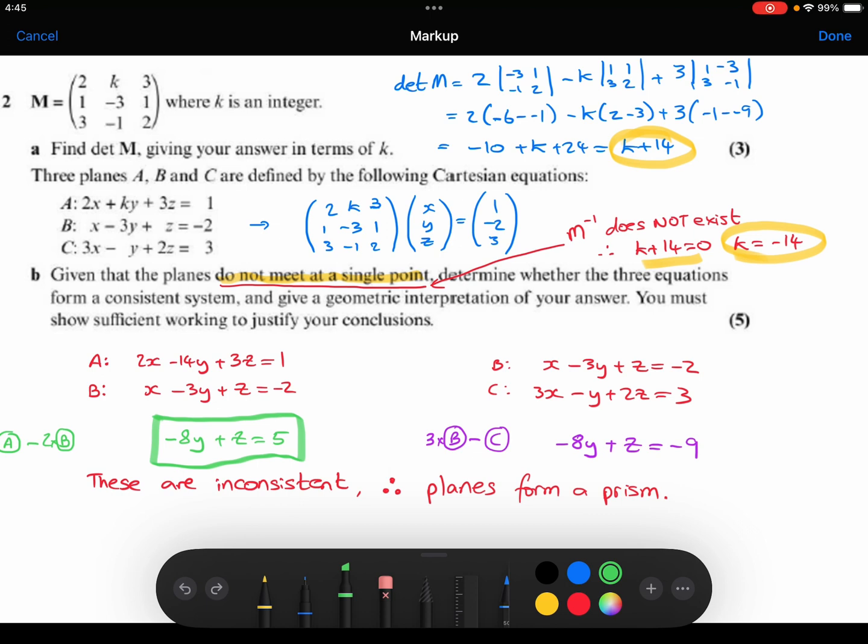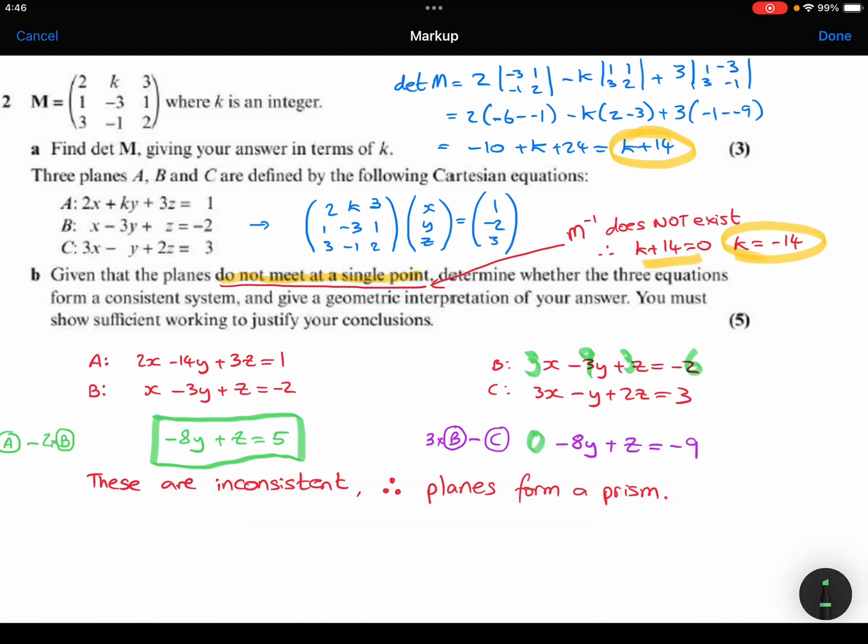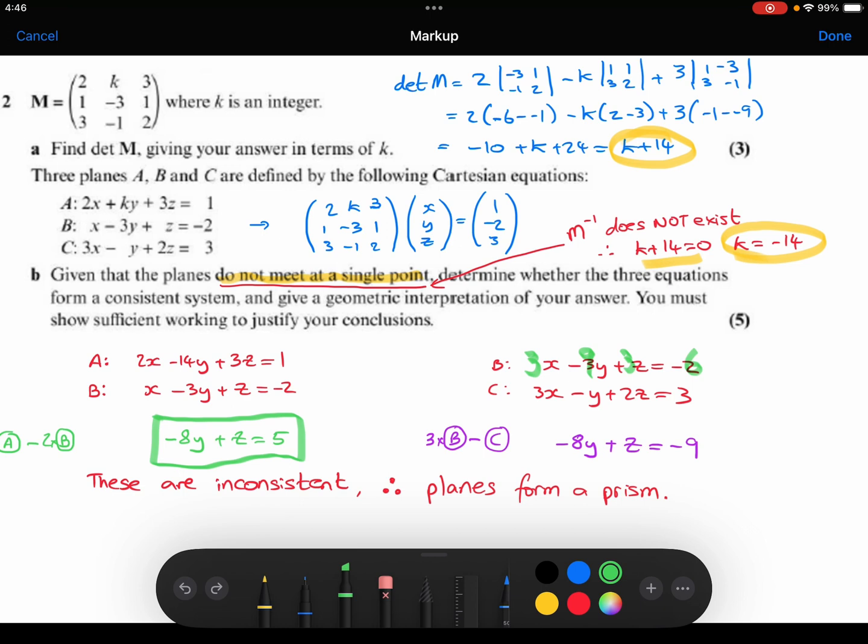And I'm going to multiply plane B by 3. So we'll have a 3x, a minus 9y, a 3z, and a minus 6. And now subtracting those from one another, I'll be able to eliminate the x's again, just like I did a moment ago. So 3x take away 3x is 0. The minus 9y minus y is minus 8y. The 3z take away the 2z is z. And the minus 6 minus the 3 is minus 9.